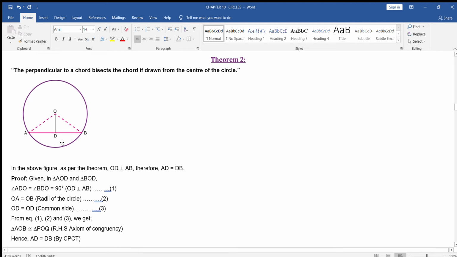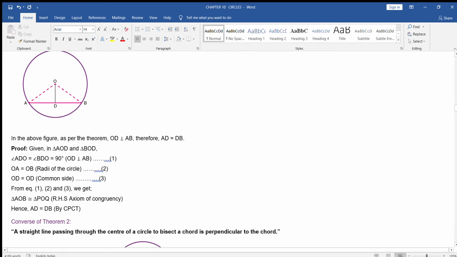So what is given to us? OD is perpendicular to AB, which means these two angles are 90 degrees. And what do we need to prove? We need to prove that AD is equal to DB. This we need to prove. Now see how we will prove it.